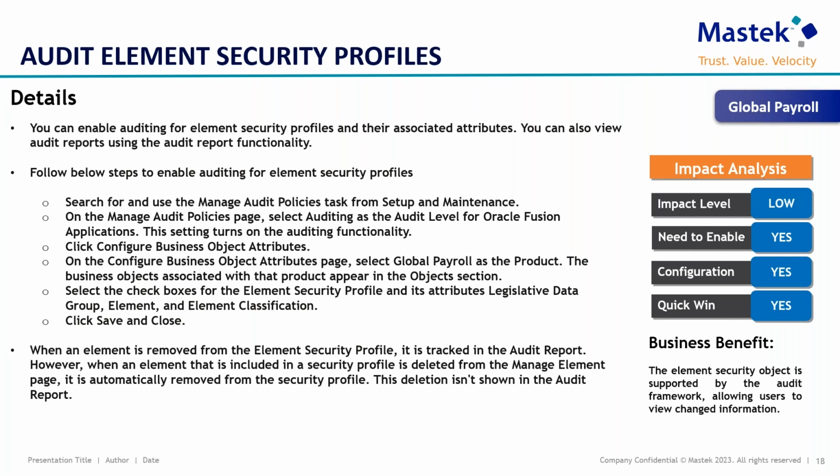So for that, we need to enable the auditing for element security profiles, and there are steps already mentioned over here where we have to go to setup and maintenance, then go to audit policies, and in the auditing functionality we have to search for a business object like global payroll, and in that particular area we will be able to search for element security profile.